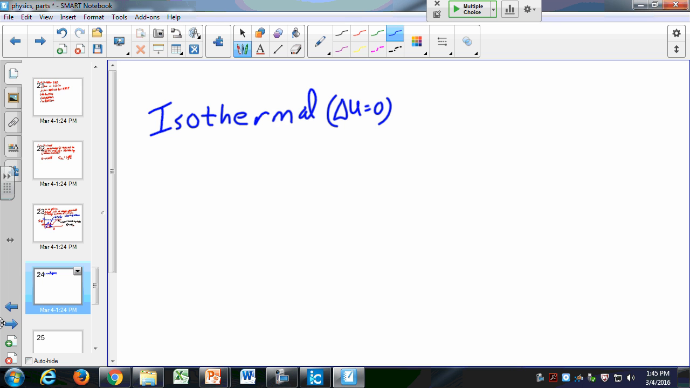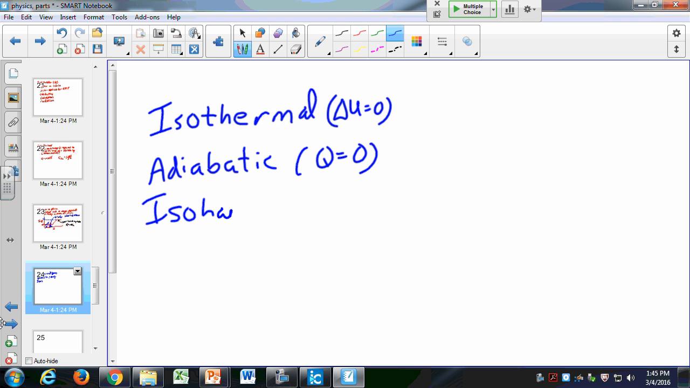And we have adiabatic. That means that you're not putting any heat into the system, so my Q here is equal to 0. There's a table, by the way, on page 93 for this. And then you have isobaric. This means constant pressure.